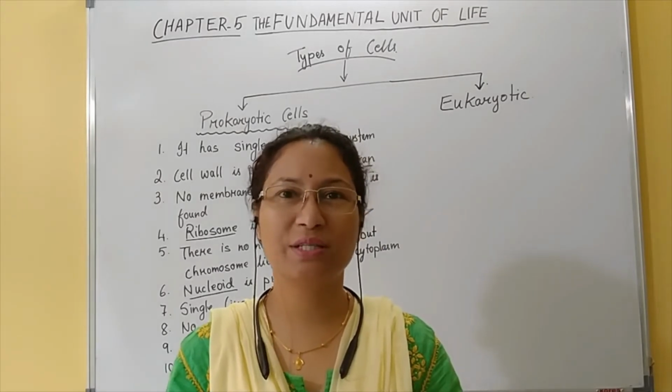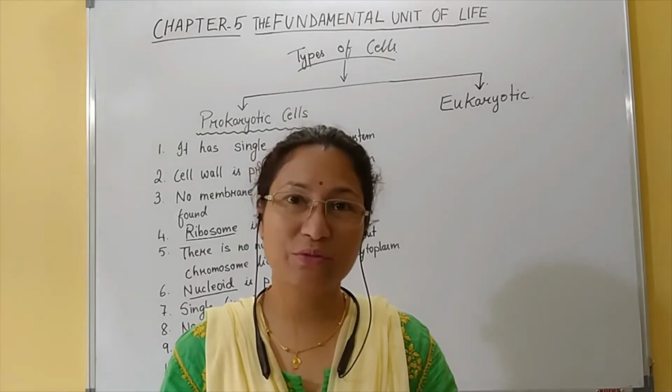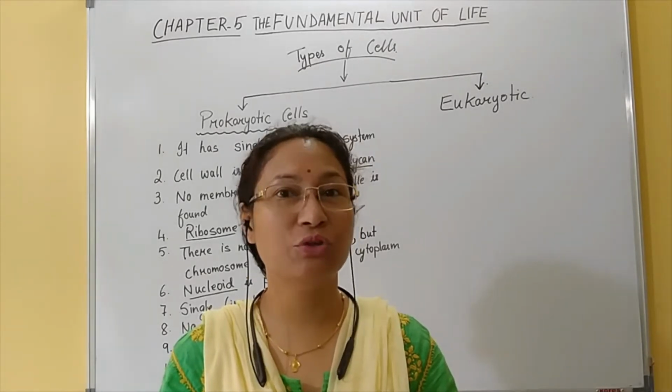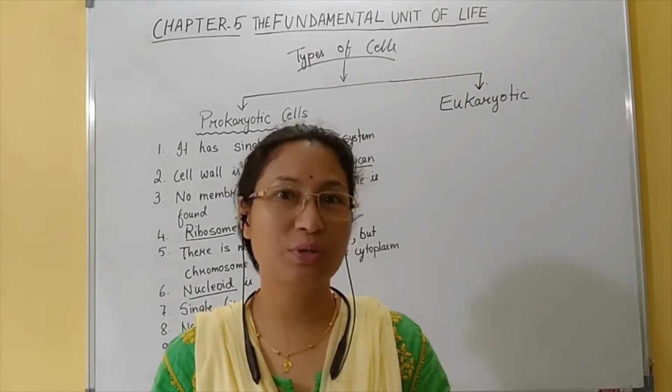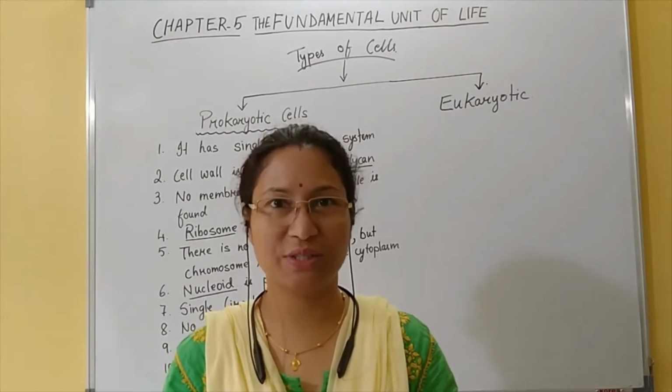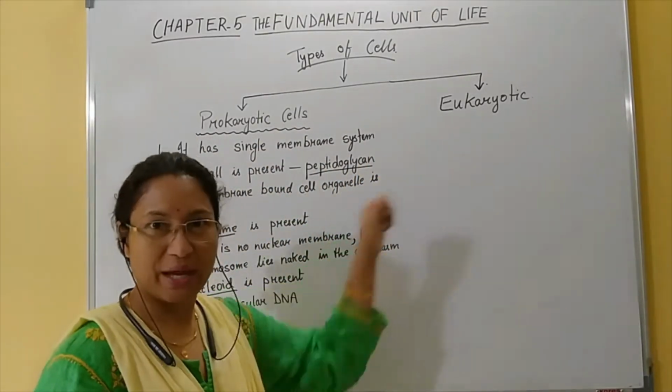Today we are going to start a new topic again, that is the types of cell. The types of cell is based on the type of nucleus that is present inside the cell. On the basis of the nucleus present, there are two categories of cell. The first is called a prokaryotic cell and the second is a eukaryotic cell.